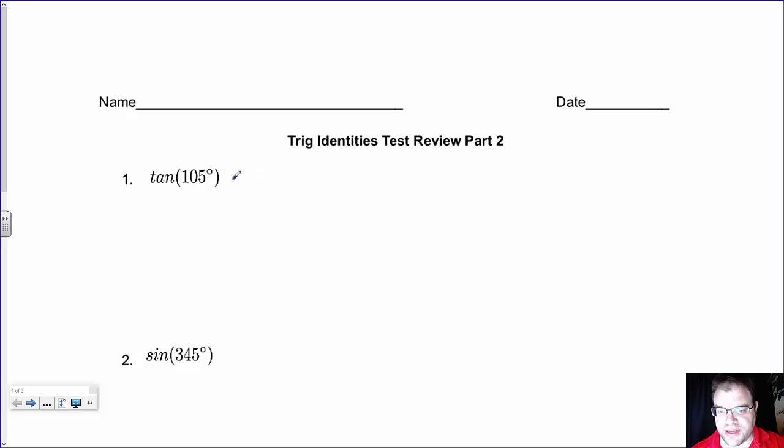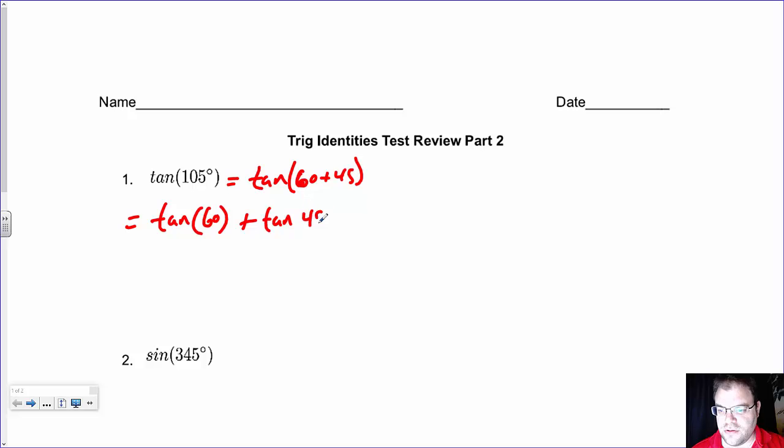This is number one, the tangent of 105. Okay, so I'm going to say this is the same thing as the tangent of, let's say, 60 plus 45. That should make 105. So I'm going to say then that's going to equal the tangent of 60 degrees, this is in your formula chart, plus the tangent of 45 degrees over 1 minus the tangent of 60 degrees times the tangent of 45.